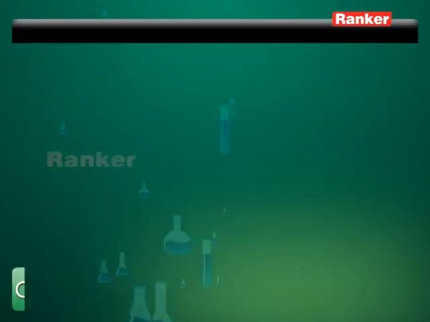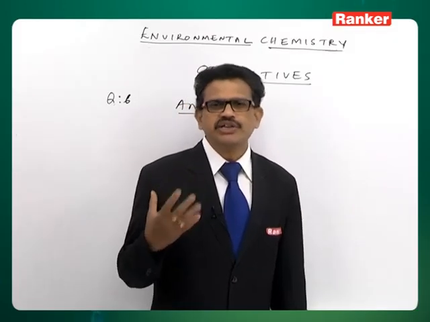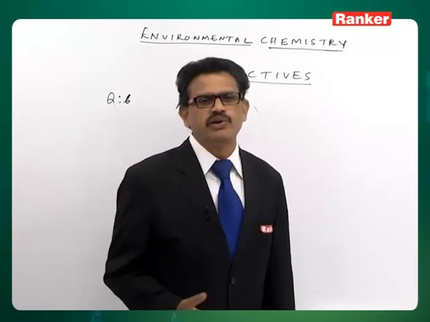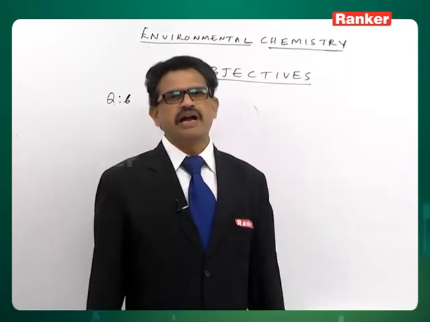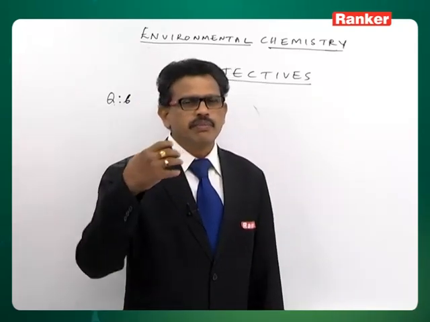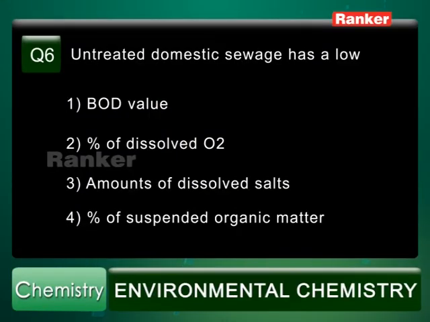Next, question number 6. Untreated domestic sewage has a low value of dash. Option 1, BOD value. Option 2, percentage of dissolved oxygen. Option 3, amount of dissolved salts. Option 4, percentage of suspended organic matter. Untreated domestic sewage water has a low value of dissolved oxygen. Therefore aquatic life is affected very badly, because a certain minimum amount of oxygen dissolved in the water is useful for living organisms. So we can go for answer 2.